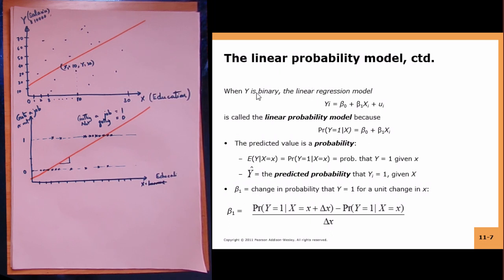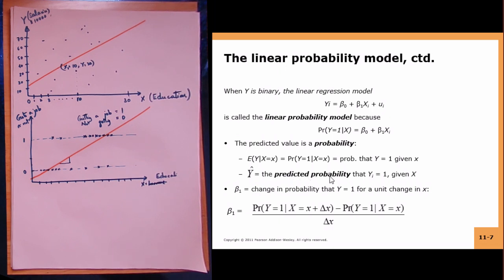So this is when y is binary, the linear regression model y_i equals beta 0 plus beta 1 x_i plus u_i is called the linear probability model, because the probability of y equals 1 given x is given as a linear function of beta 0 plus beta 1 x_i. The predicted value is a probability, that is the expected value of y given x equal to some values of x is equal to the probability of y equals 1 given x takes some values of x. So y hat is the predicted probability.